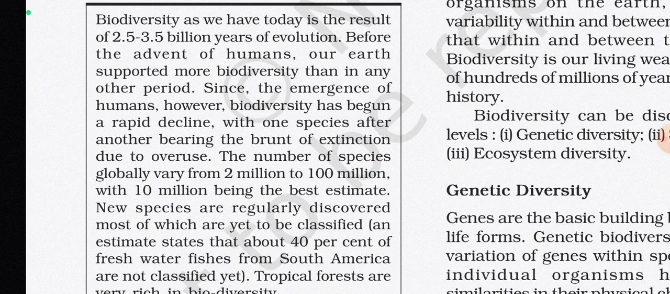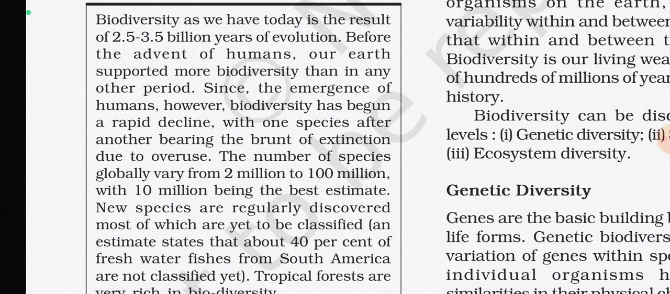So man came and ate everything up? No, it is not like that. With one species after another bearing the brunt of extinction due to overuse. The number of species globally vary from 2 million to 100 million, with 10 million being the best estimate. New species are regularly discovered, most of which are yet to be classified. An estimate states that about 40% of freshwater fishes from South America are not classified yet.